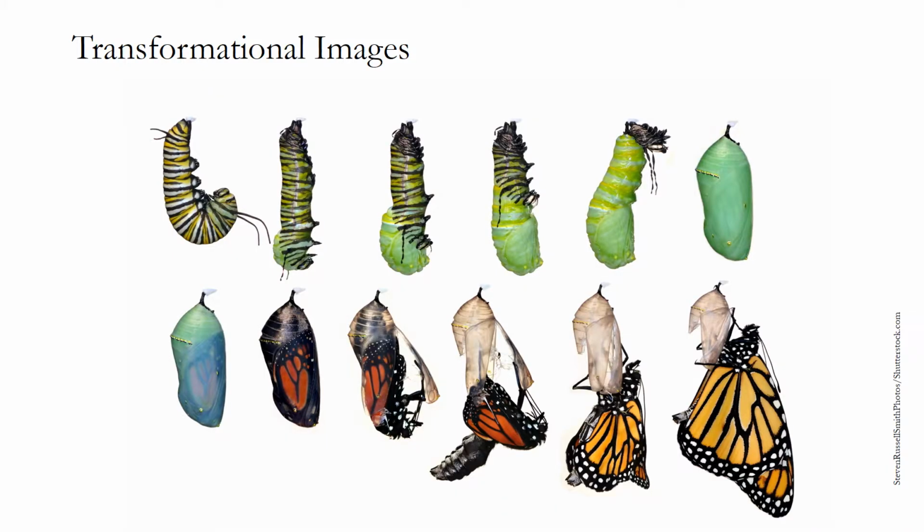Transformational images help the learner understand the information, like animations that show how something is executed. For instance, an animation that shows the process of an engine combustion is transformational. And an example of a transformational image would be continuous pictures that show how a caterpillar transforms into a butterfly.